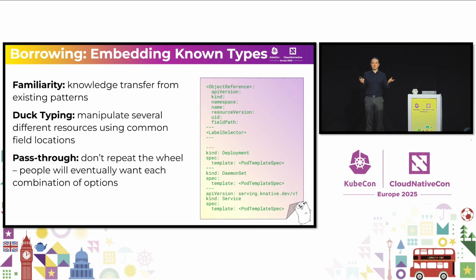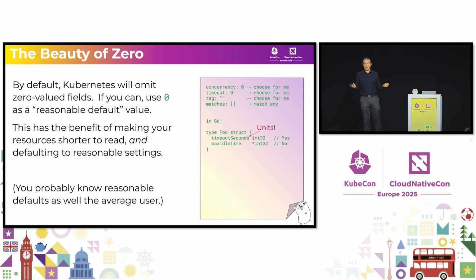Borrow these things. It's the best form of flattery to the people who wrote them, and it will make your life easier. Another thing that I see people who are designing CRDs struggle with sometimes is zero values. And I'm going to pick on Knative a little bit here because they were just doing a talk about policy stuff, and they had some really nice use of zero values.